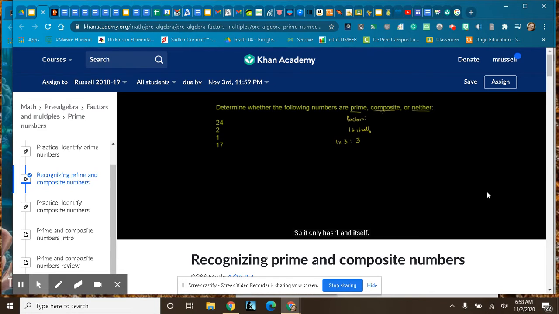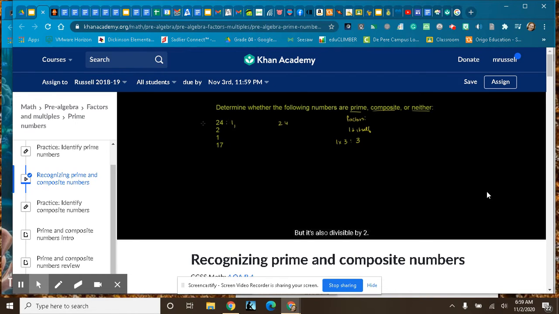A composite number is a natural number that has more than just 1 and itself as factors, and we'll see examples of that. And neither, we'll see an interesting case of that in this problem. So first, let's think about 24. Let's think of all of the natural counting numbers that we can actually divide into 24 without having any remainder. We'd consider those the factors. Well, clearly it is divisible by 1 and 24. In fact, 1 times 24 is equal to 24.